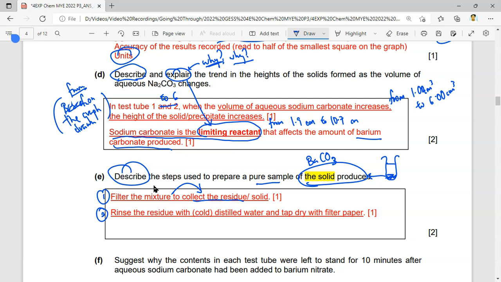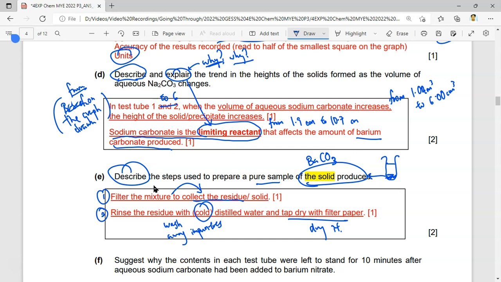Why you want to rinse it with some cold distilled water is really because you want to wash away impurity. Okay, then this one obviously is to dry it. So rinse and then to dry. Okay, many of you say the filter part, but you forget to rinse and you dry. Or you rinse, never dry. Or you dry, never rinse. Okay, so the rinse and the dry normally comes together.